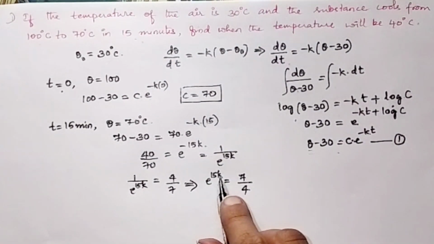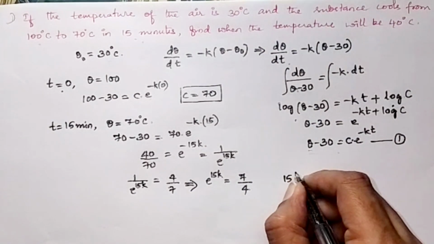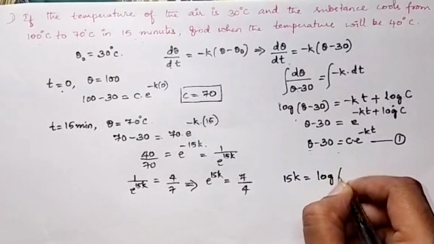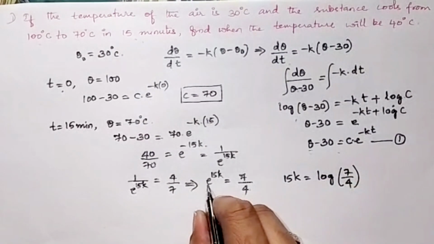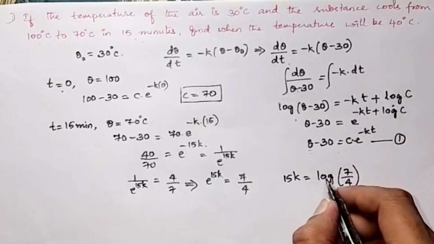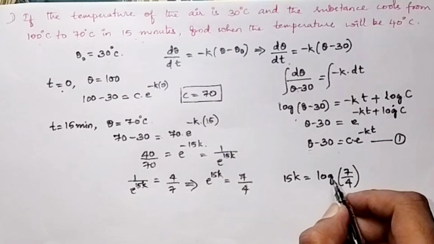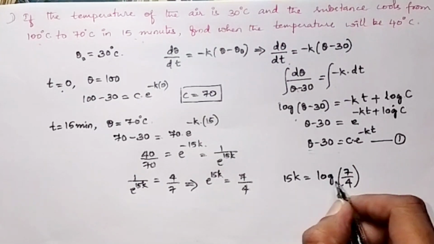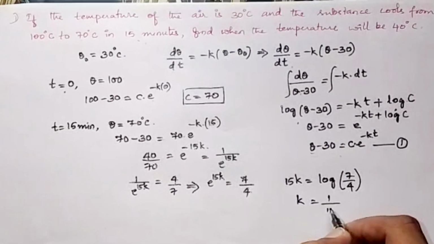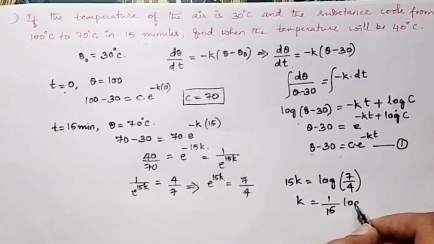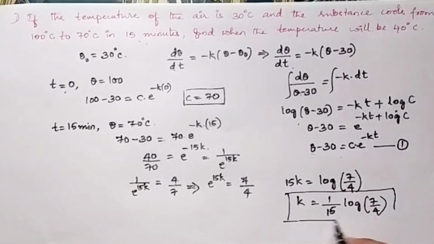Now you want the value of k, so take log on both sides. Then you will get 15k is equal to log of 7 by 4. This is log to the base e, because the e has to be cancelled. You can either write ln just to make sure that it is the natural logarithm, or else you can write log, but to the base e. Now k equal to 1 by 15 into log of 7 by 4. This is the value of k.